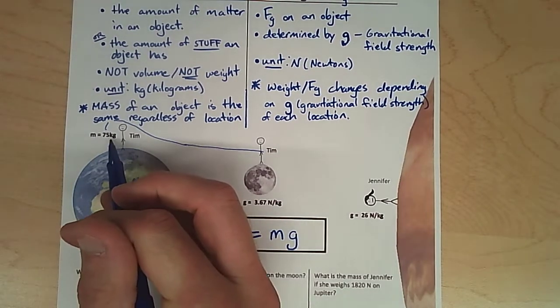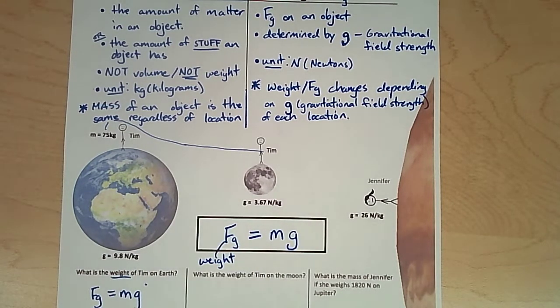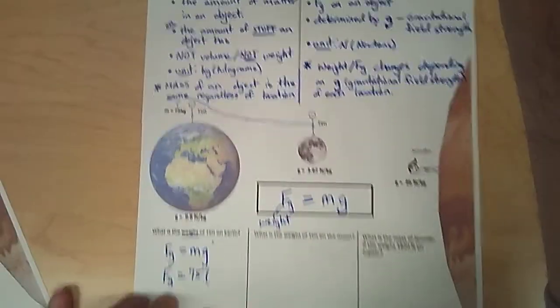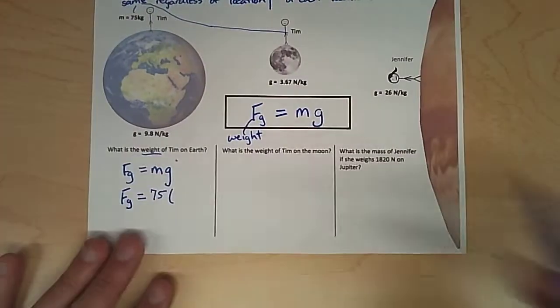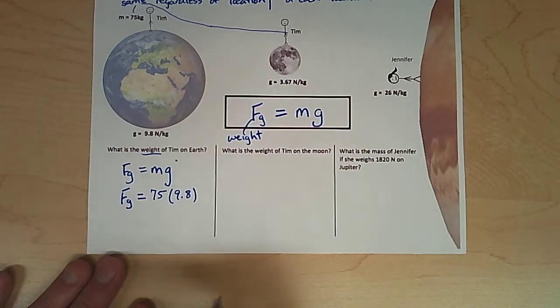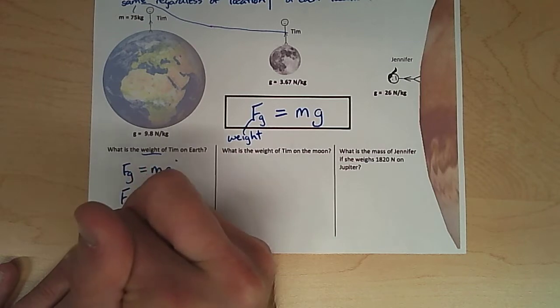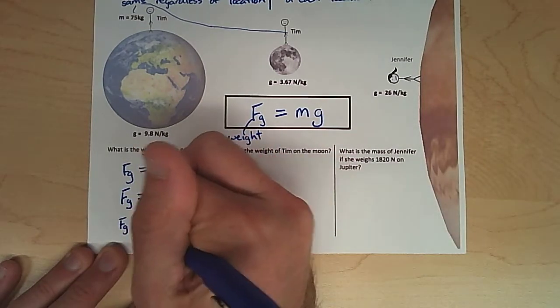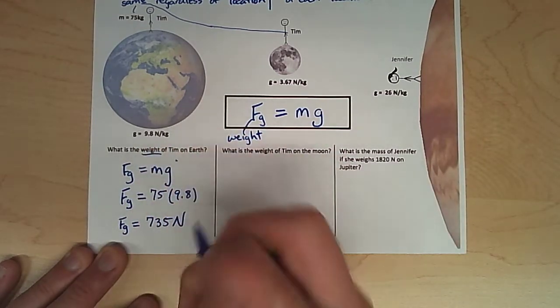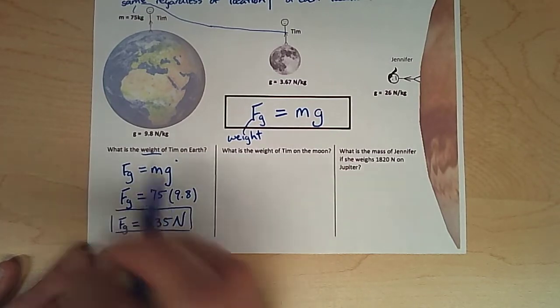My mass in kilograms is 75, and my gravitational field strength on Earth, you'll become very, very familiar with this number, is 9.8 newtons per kilogram. So when you do the math on this, you find that Fg is 735 newtons. So that's the weight.